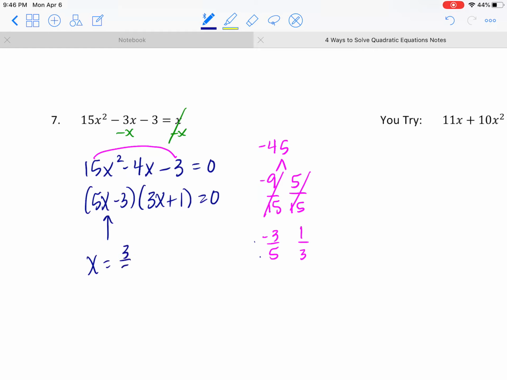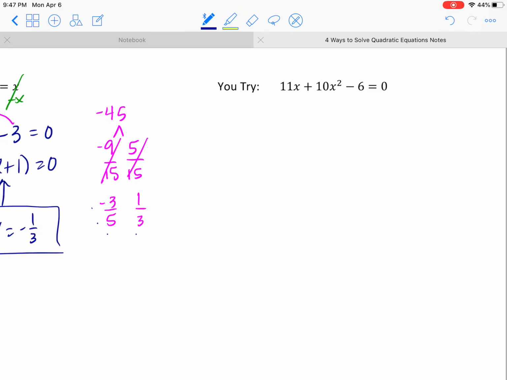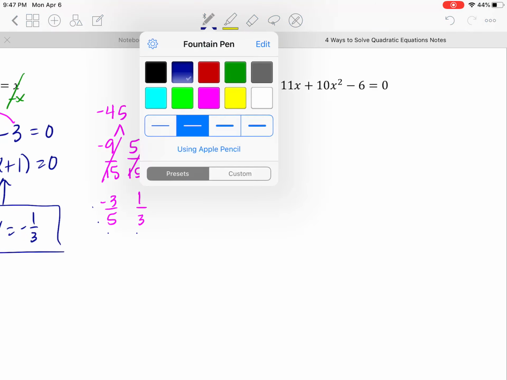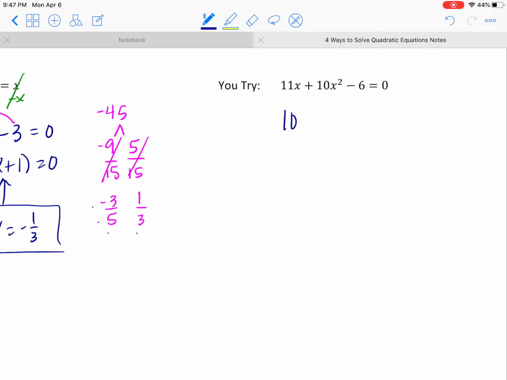So this is going to factor into a 5x minus 3, and then a 3x plus 1. And that makes a solution here of positive 3/5. And that makes a solution here of negative 1/3. And remember, that's the opposites of these reduced fractions. Okay? Feel free to give this one a shot.